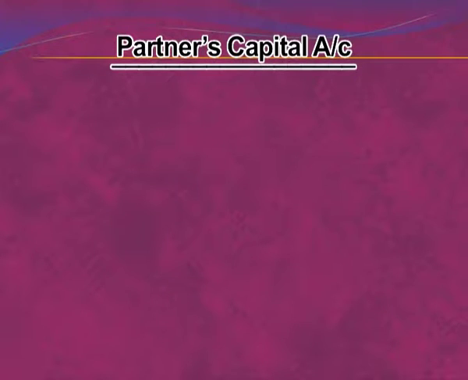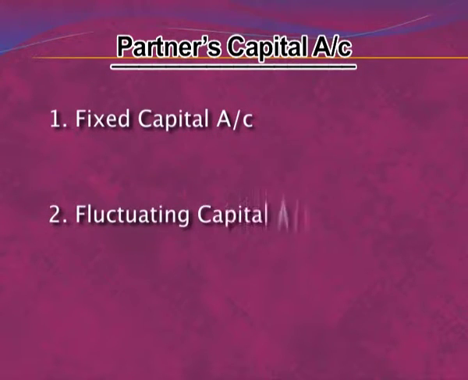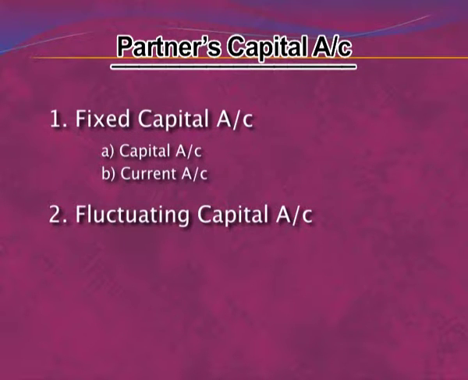So now let us come to the meaning of partner's capital account. You can see partner's capital account can be prepared according to two methods. First is fixed capital account and second is fluctuating capital account. You can see under fixed capital account two accounts are prepared. First is capital account and second is current account. As the name suggests, fixed capital account.